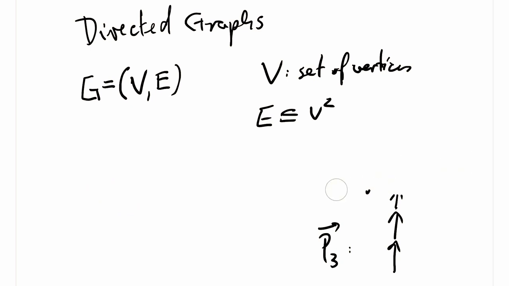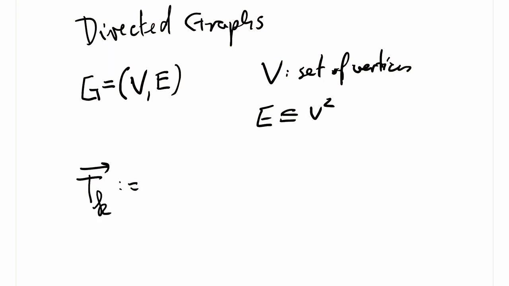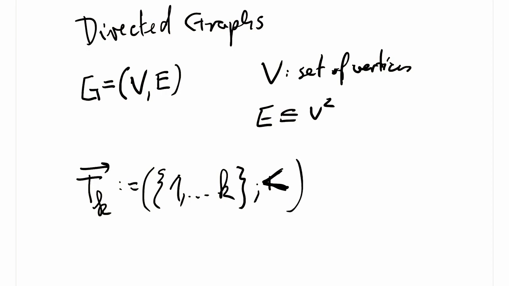Finally, I need to define the so-called transitive tournament. Here the vertices, I'll start here with 1. We have vertices 1 up to k, and we have the edges. I put an edge between i and j if i is smaller than j. So it's just a standard ordering on the numbers 1 up to k. Alright, so T3 would be this graph.